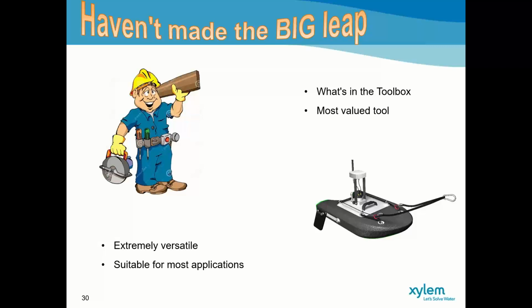RS5 is extremely versatile, from very slow velocities and shallow conditions to, we've seen there, 2 meters a second and up to 6 meters in water depth. So it is very versatile, and it is definitely suited for most applications.